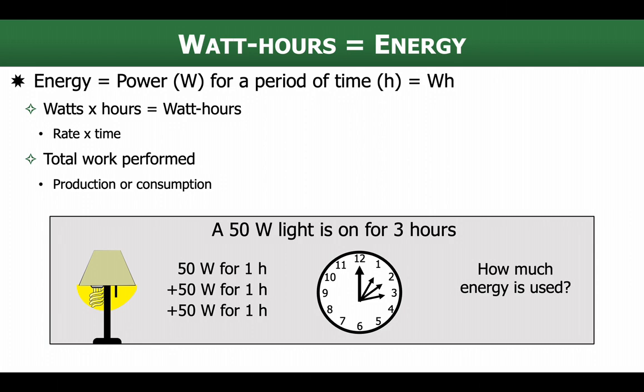Over the course of the 3 hours, how much energy is consumed? That's right, 150 watt hours. We add the watt hours up, 50 watt hours in the first hour, 50 watt hours in the second, 50 watt hours in the third, 150 watt hours total consumed by that light bulb.